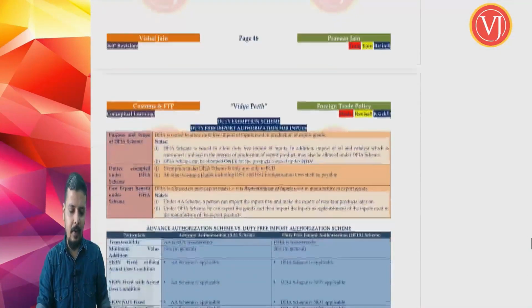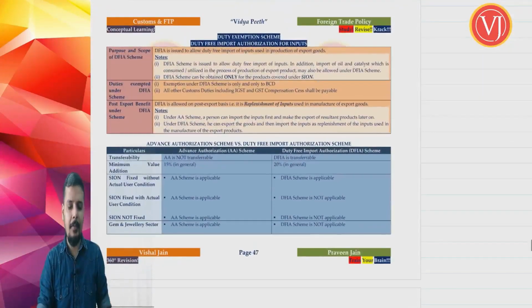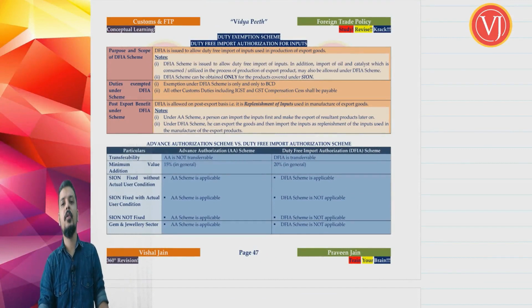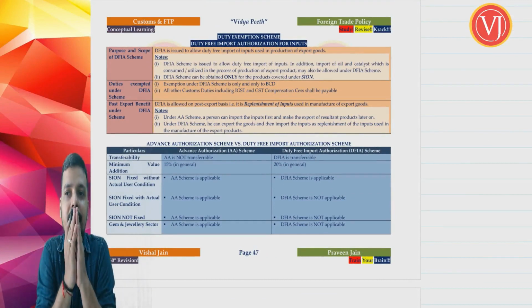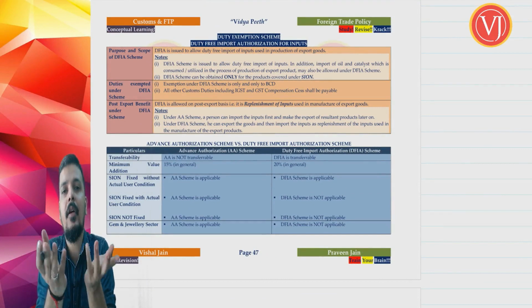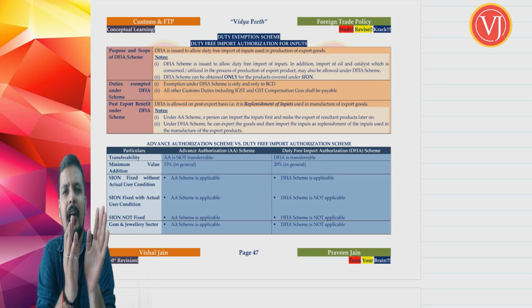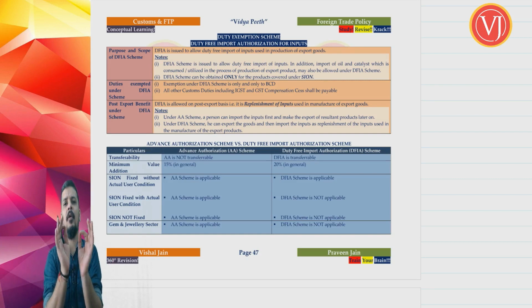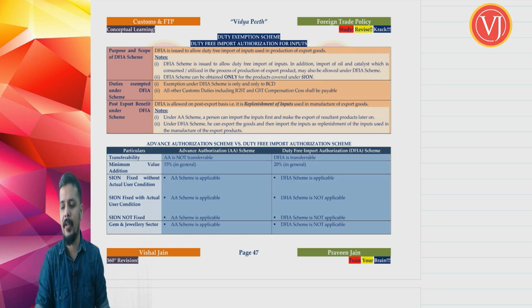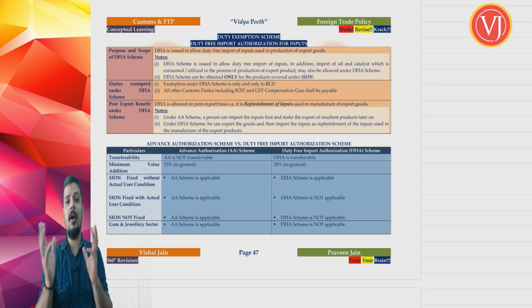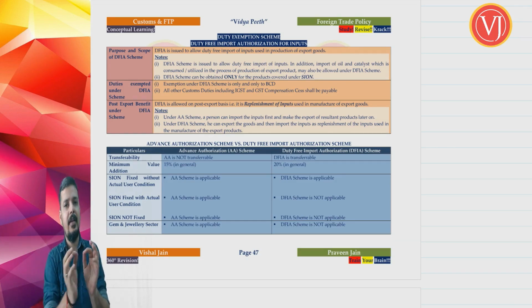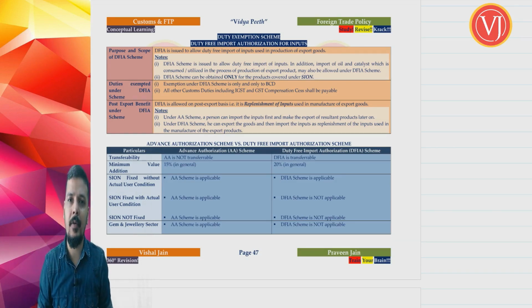Now friends, when you talk about duty free import authorization, duty free import authorization is a twin brother of advance authorization. We are done with the advance authorization. All the aspects, small aspects we have completed. Even the smallest point which has never been asked by ICI, but which you have to remember because MCQs are there, we have discussed about your advance authorization.